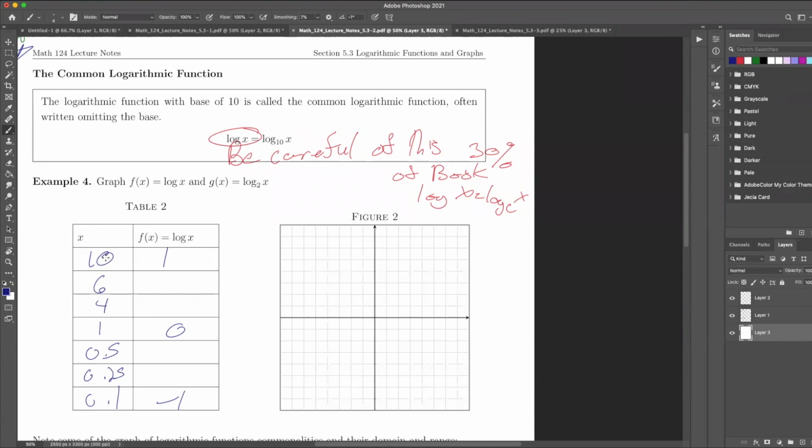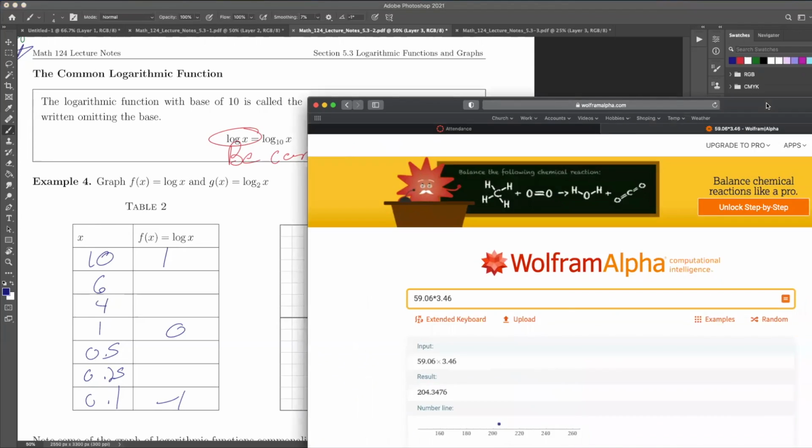Because 10 raised to what power is 10? Well, that's 1. 10 raised to what power is 1? Well, that's 0. 10 raised to the 0 power is 1. And then 10 raised to what power is 0.1? It's negative 1. But what about everything in between? Well, everything in between, we're going to have to use Wolfram Alpha, and let me show you how to type it in.